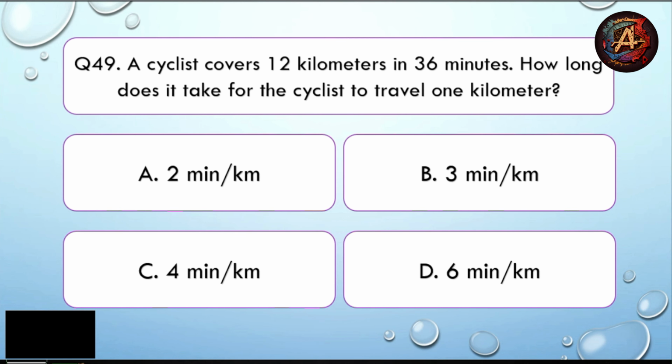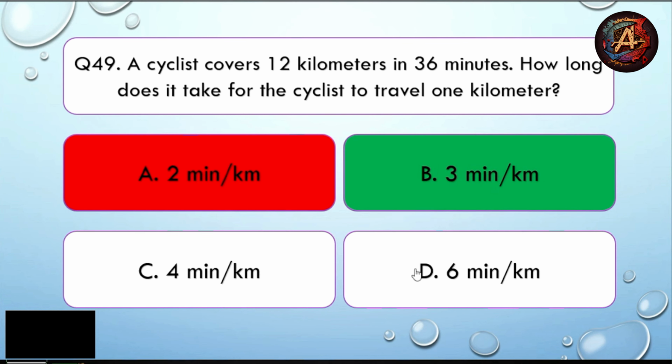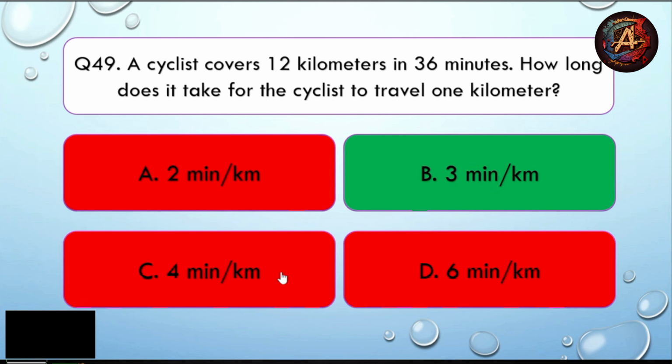Okay, or in just 3 minutes, 1 kilometer is covered by the cyclist. So the correct answer is letter B. Alright. Easy, right? Very easy, my dear math learners. So now, congratulations, we are now to our last question.